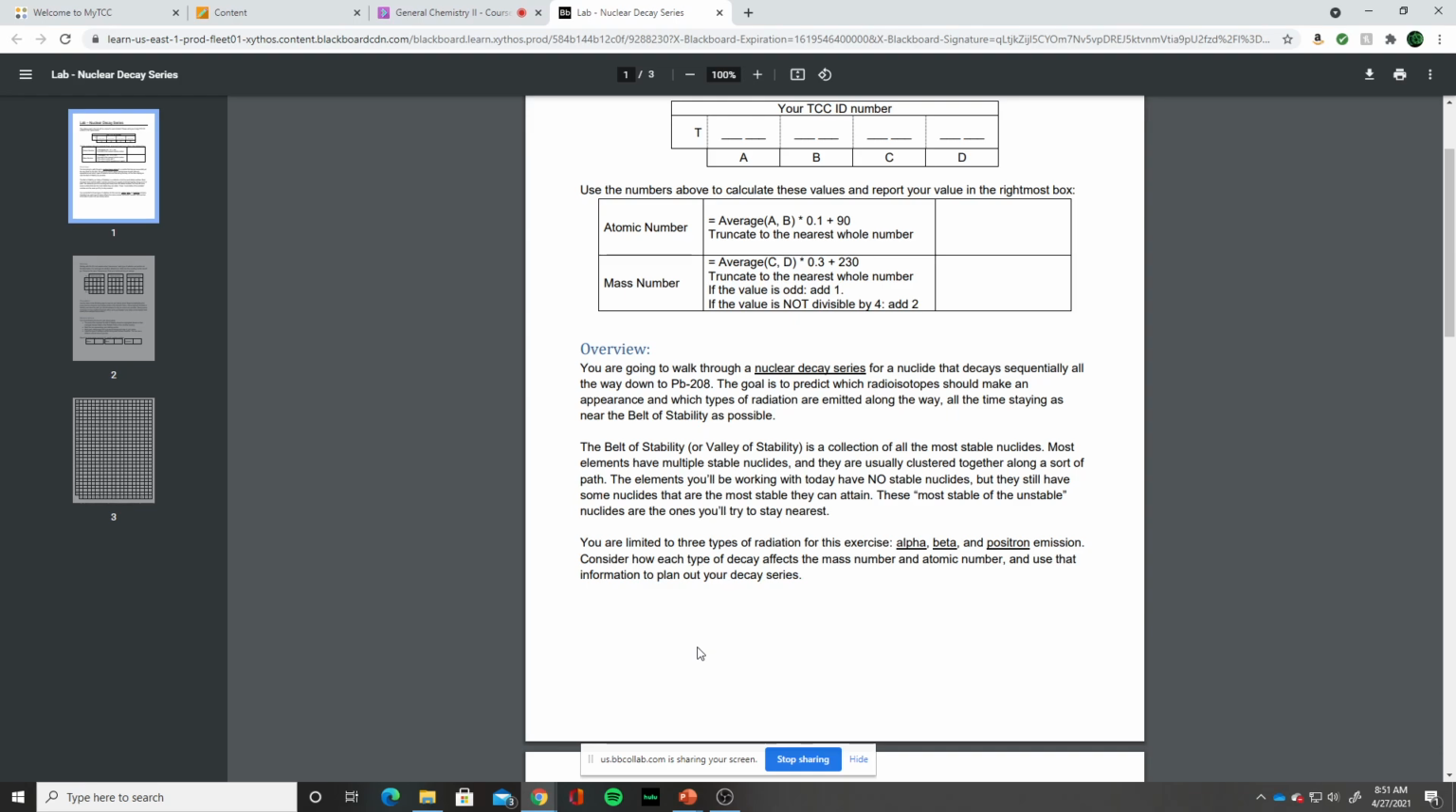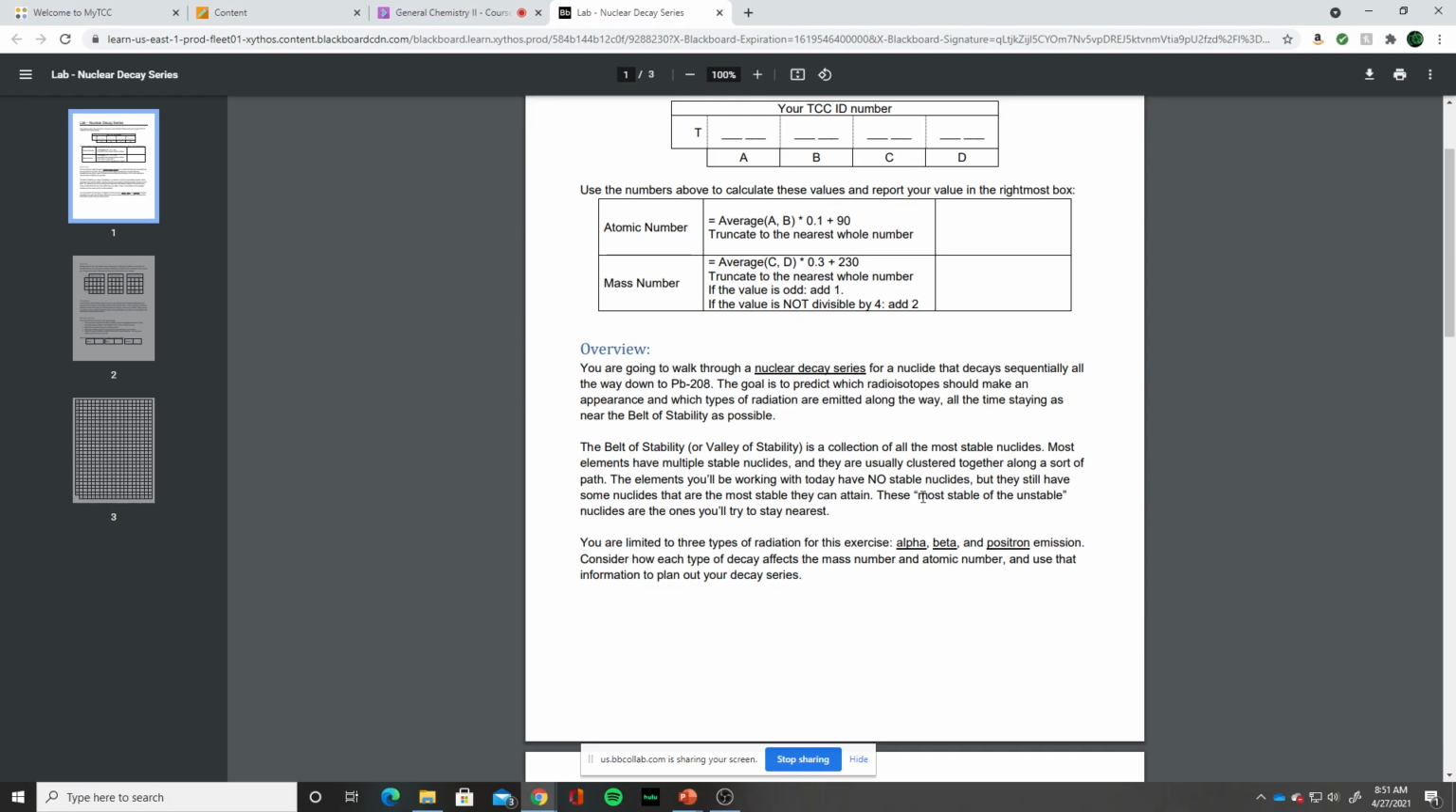So let's go ahead and read through this real quick here. So you're going to walk through a nuclear decay series for a nuclide that decays sequentially all the way down to lead 208. The goal is to predict which radioisotopes should make an appearance and which types of radiation are emitted along the way, all the time staying as near the belt of stability as possible. The belt of stability, or valley of stability, is a collection of all the most stable nuclides.